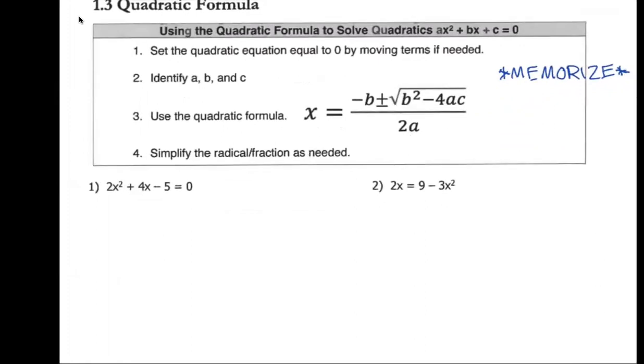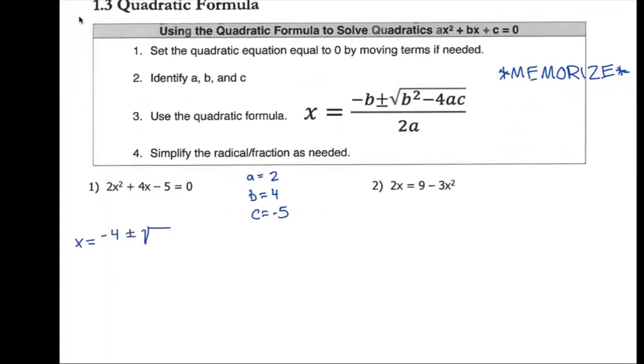I'll do this the first time, but then typically students remember. So A is in front of the x squared, the 2. B is the coefficient in front of the x, which is a 4. And C is the constant, which is negative 5. So A goes with x squared, the B term is with the x, the C is the constant with no variable. Then you're just going to plug it into the formula. So x equals negative B, which is negative 4.